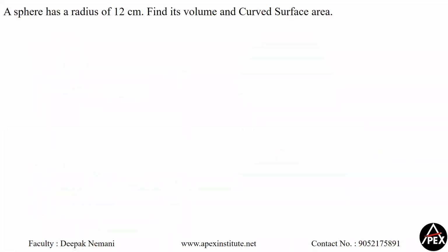Yes. So the radius of a sphere is 12 centimeters. We need to find its volume and curved surface area. Keep it in pi. So either consider pi as 22 by 7, or you can just keep the values in pi.